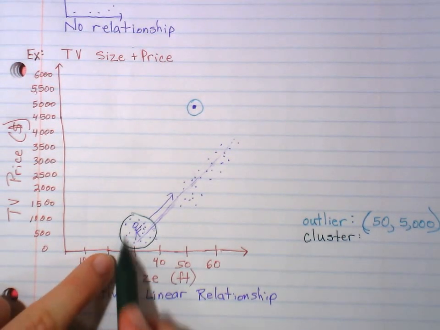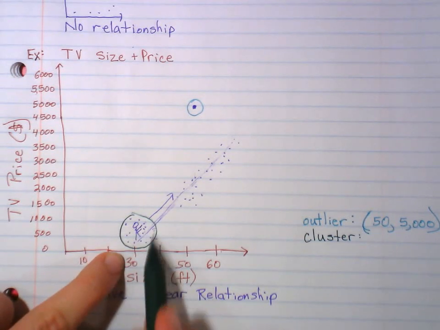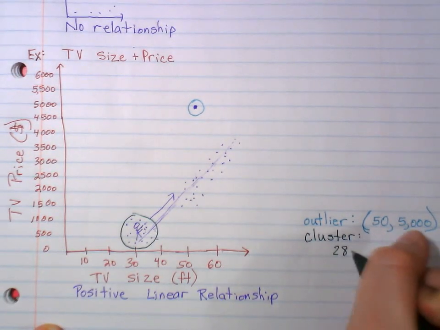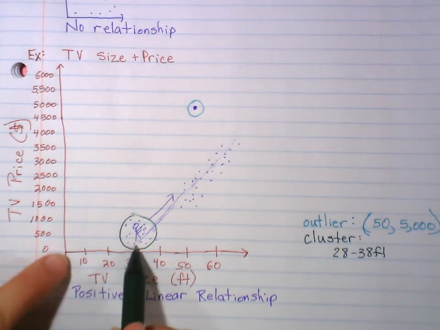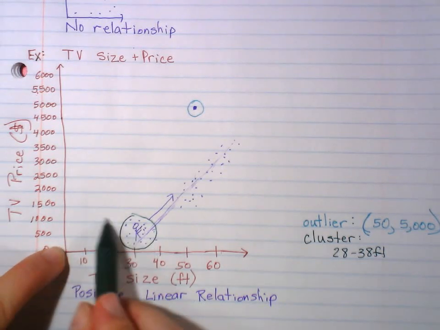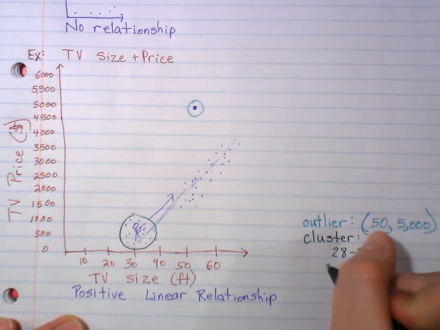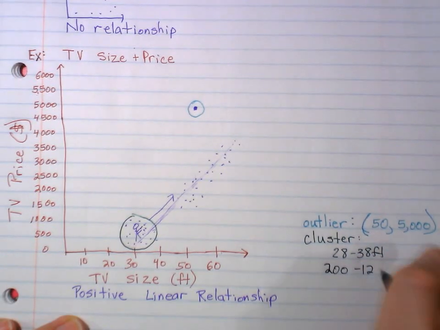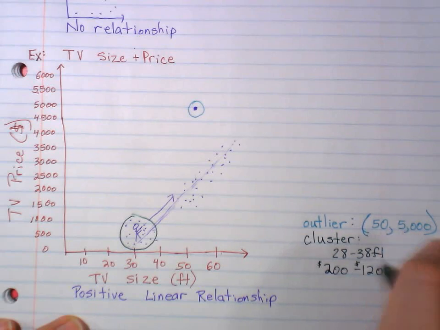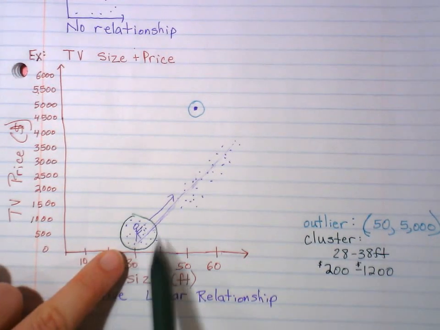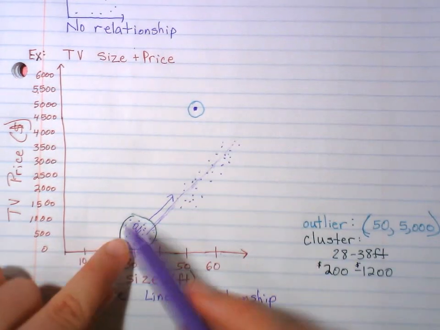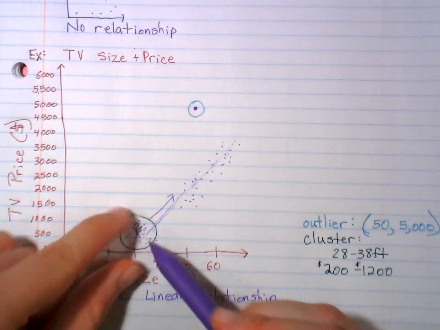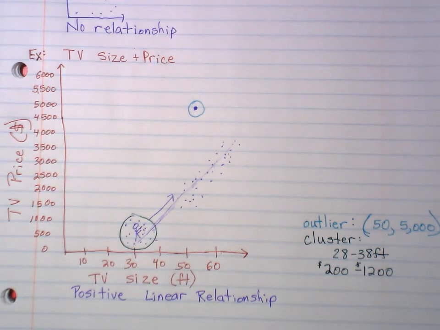It's where all these dots just kind of go together. So it's from like 28 to 38 feet. So we have a cluster at 28 to 38 feet, or, I'm just eyeballing it, $200 to $1,200. As long as you can identify where the cluster is, you're good. So there's a cluster of dots right there. Where this is too long, that's not really a cluster. This is just like a little group in one little section. So that's cluster.